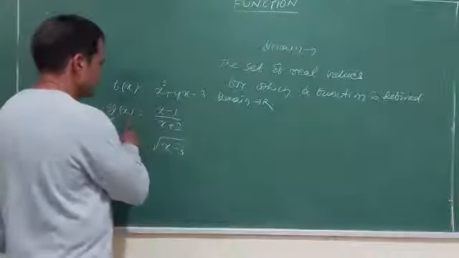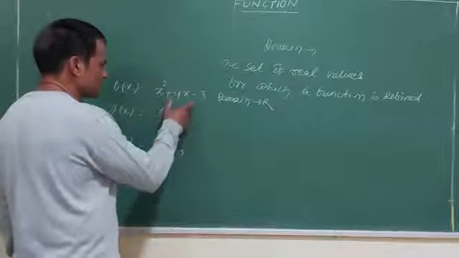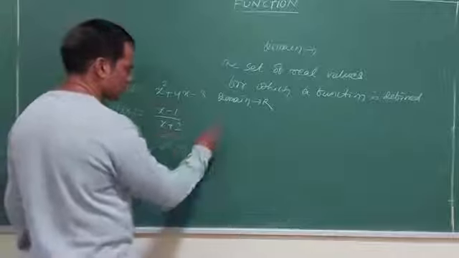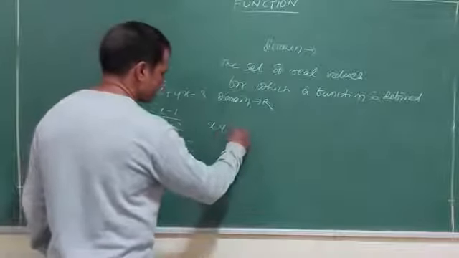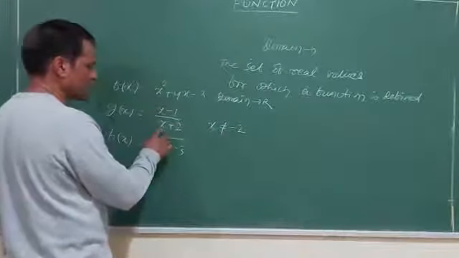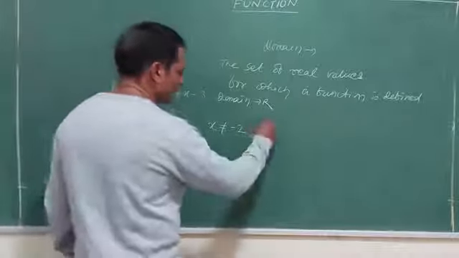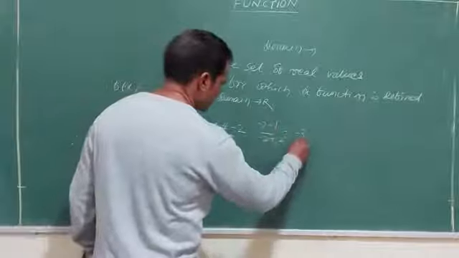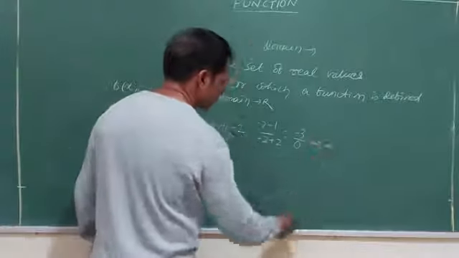So g(x). If you think about g(x) like this, can I take all the values here? No. The denominator should not be equal to 0. x is not equal to minus 2. Because if I take minus 2 here, the denominator becomes 0. Minus 2 minus 1, minus 2 plus 2. That means minus 3 by 0. This tends to infinity, minus infinity.